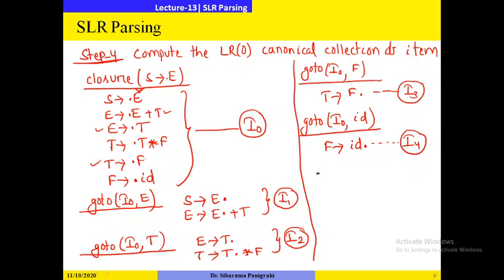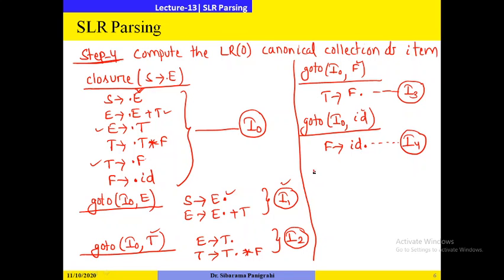Now let me go through. Can I jump any other symbol from I0? You see, we have jumped E, we have jumped T, we have jumped F, we have jumped ID. So you see, in I0 we have jumped all the symbols that appear immediately after the dot. So now what do we have to go through? We have to go through I1. In I1 what we can jump? Here you see the dot is present at the end. So we cannot jump it. But here the dot is present after the E or before plus. So what we can do?